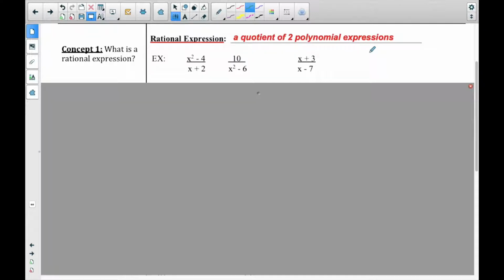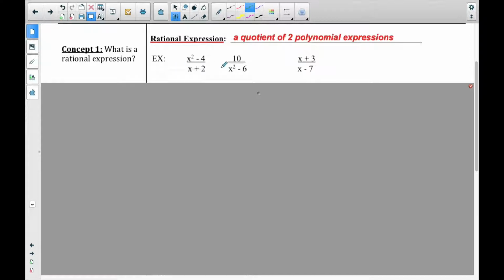So again, we're looking at dividing. Anytime we have some division of polynomials, that's a rational expression. Another way to say that is it's kind of like fractions. Each of these is a fraction. Now, each of these is a rational expression. It has a polynomial in the numerator and a polynomial in the denominator. That's what a rational expression is.